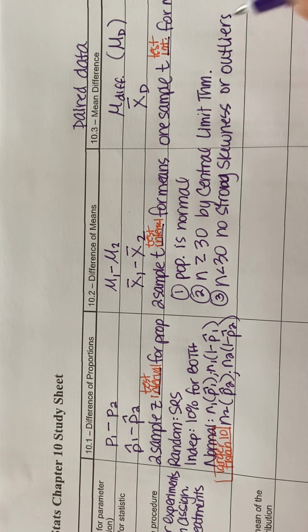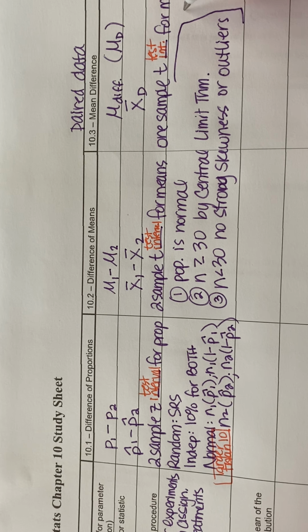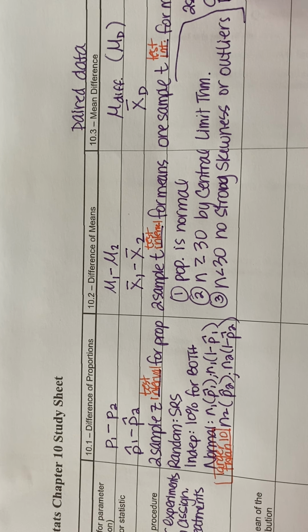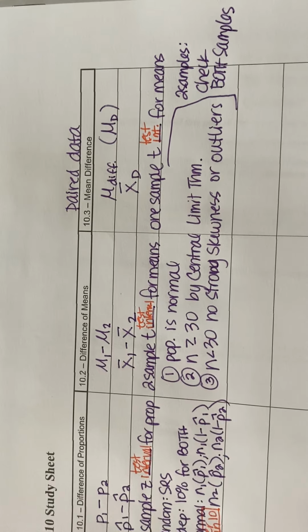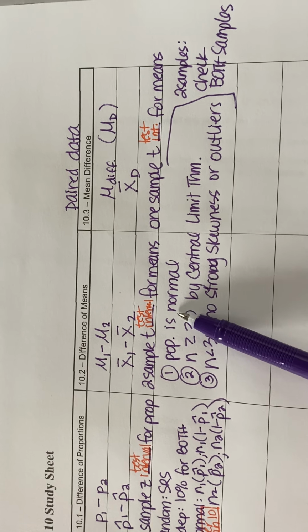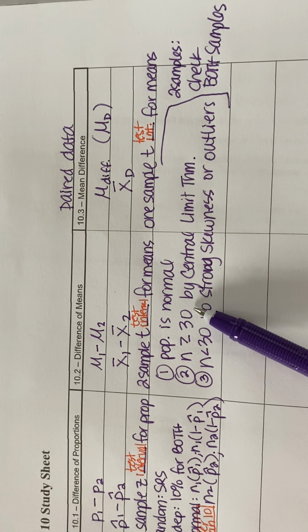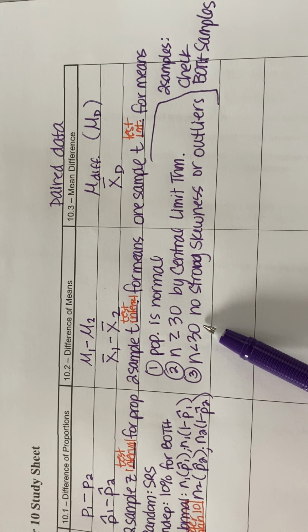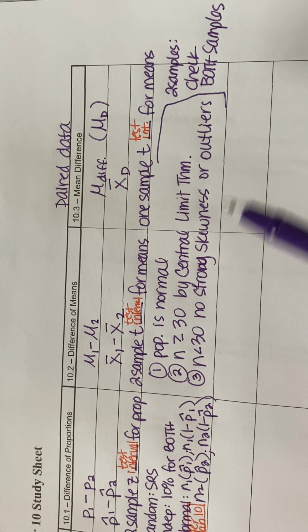And please remember for these two, this is for 2 samples, you have to check these conditions for both samples. So the population would have to be normal for both of the 2 samples. Both samples have to be greater than or equal to 30 to use the central limit theorem. If both samples or one of the 2 samples is less than 30, then you have to graph it and check for strong skewness or outliers.